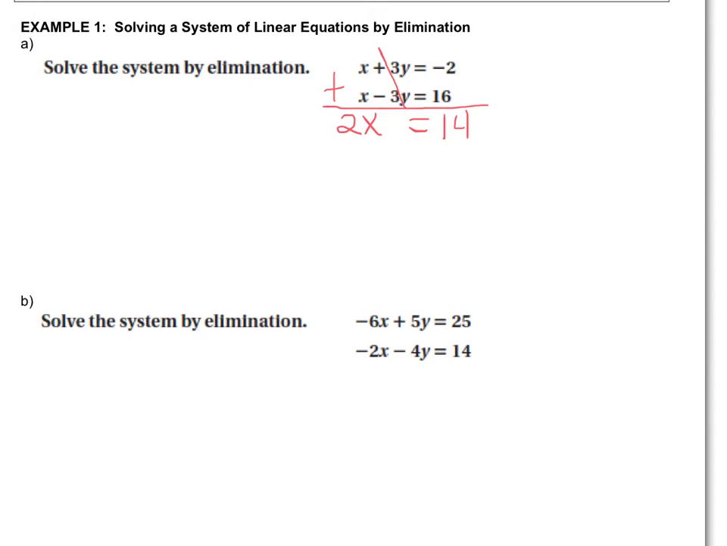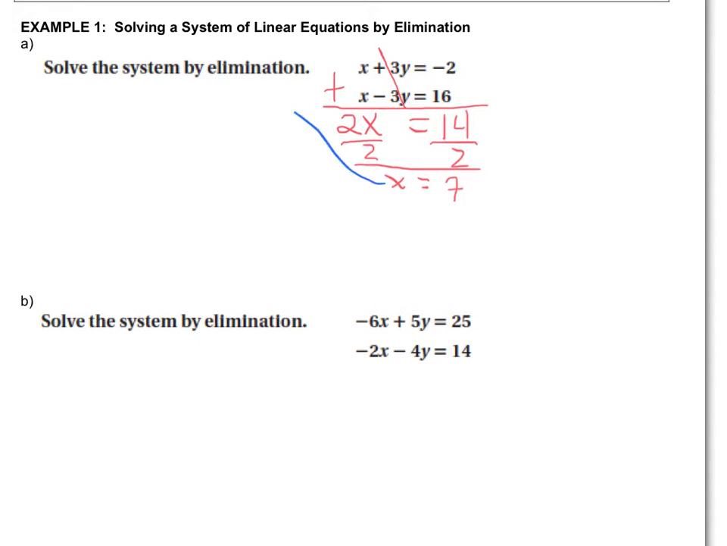Step 4 says to solve the resulting equation for the variable. Well, we have x's left over, so I'm going to undo the times 2 by dividing by 2, and I get x equals 7. So that's part of our solution. We obviously need the y value that goes with that.